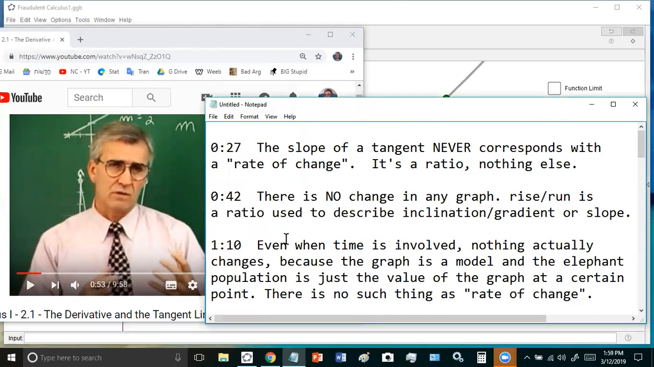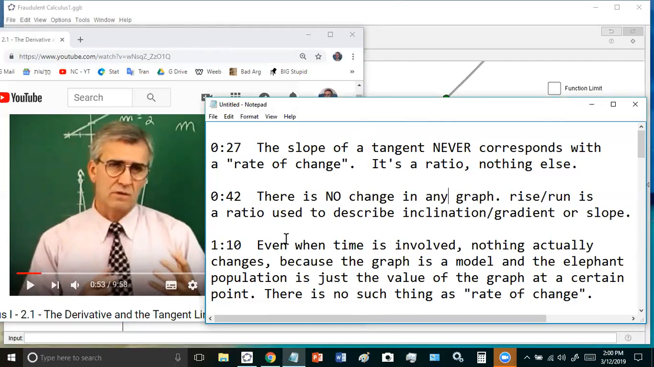Rise over run is just a ratio that was used by Newton to describe the slope or inclination or gradient of a straight line. And there is no change anywhere in the graph. All the tangents have been there since past perpetuity and shall continue to be there even if no sentient life, or any life, ever existed. In fact, these concepts exist independently of anything else. They are self-contained. They are immortal, right?